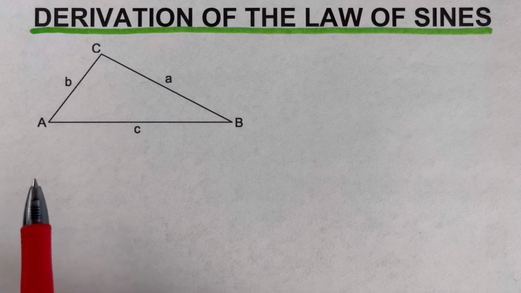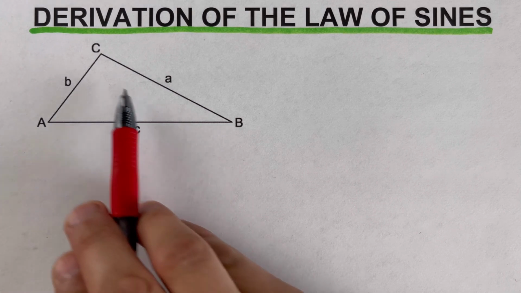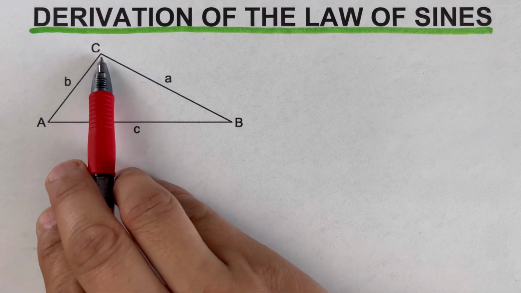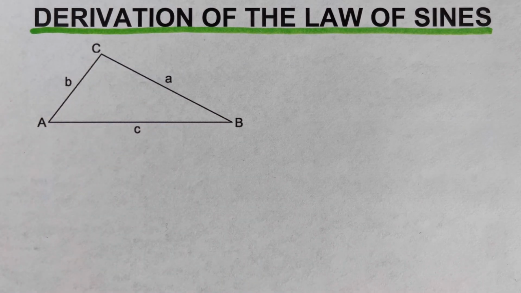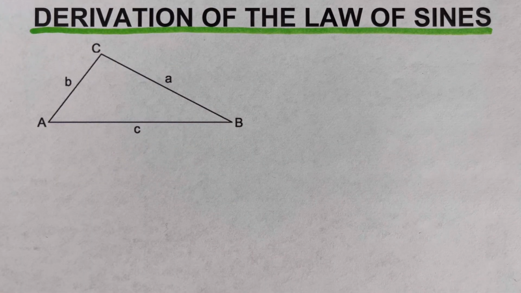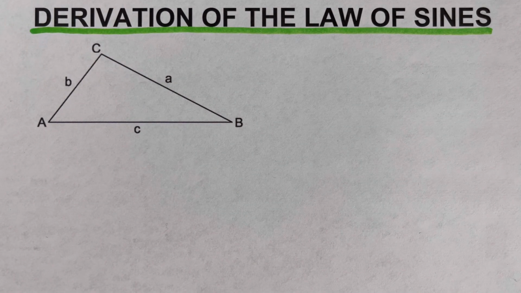In this triangle, we are given angle A, angle B, and angle C. We are also given side B, side A, and side C. Please remember that these are variables. This means that in any triangle, it doesn't have to be A, B, and C. It can be any letter in the alphabet.